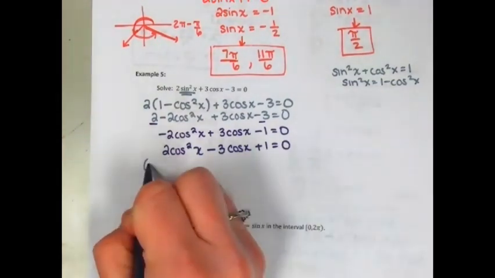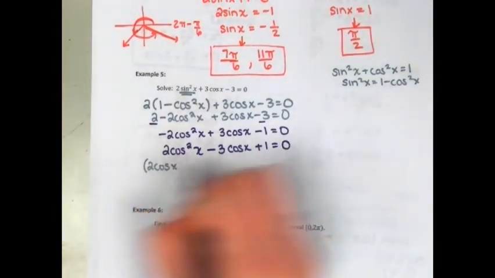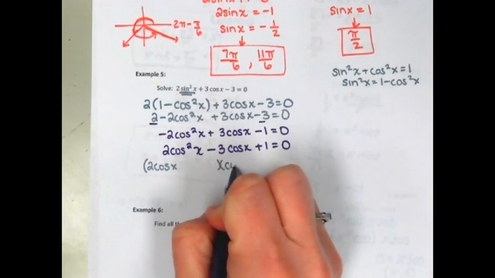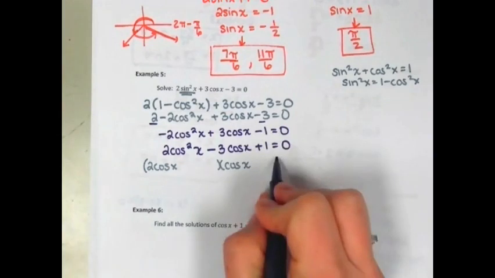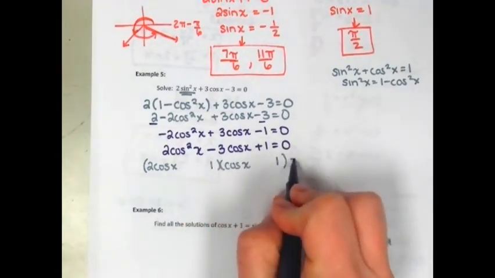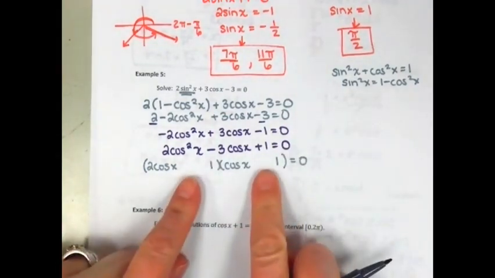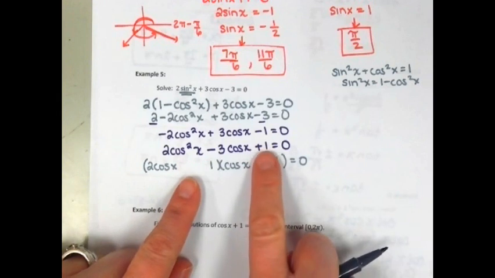So 2 is prime, so I know I'm going to have 2 cosine x on one of them. Isn't 1 also prime? So we know it's going to be 1 and 1. Now, are these going to be opposite signs or the same sign? Well, we have to multiply to be a positive 1, so they're going to be the same.